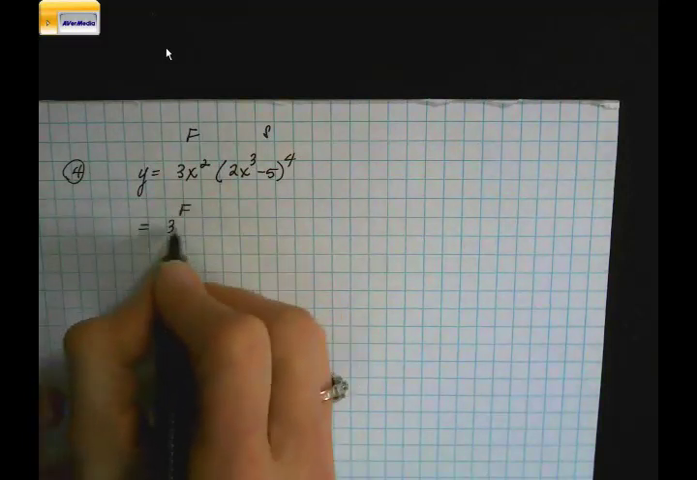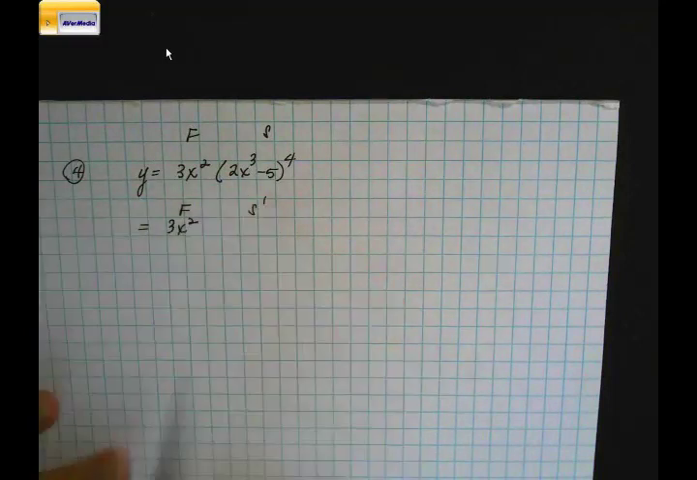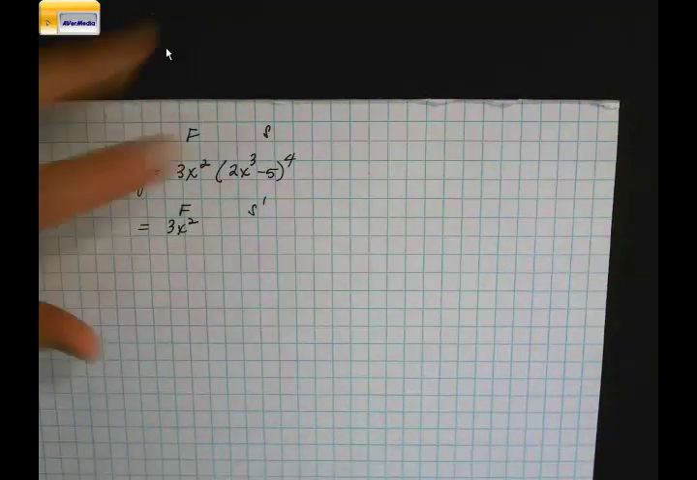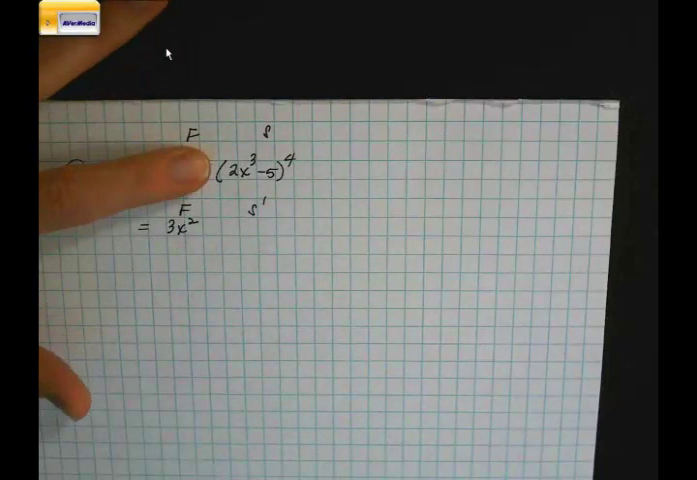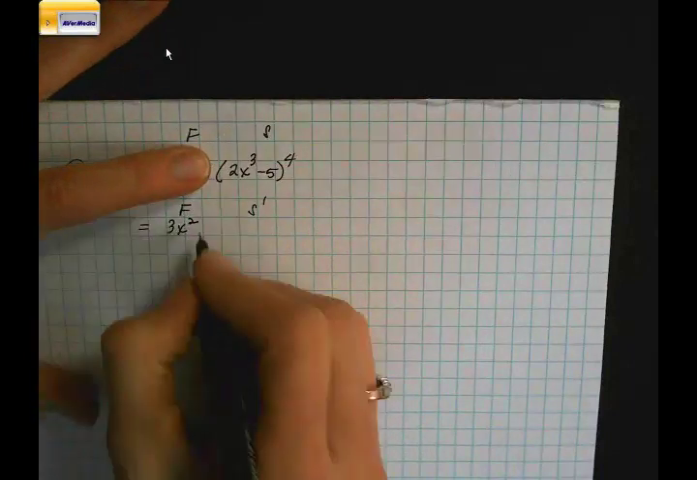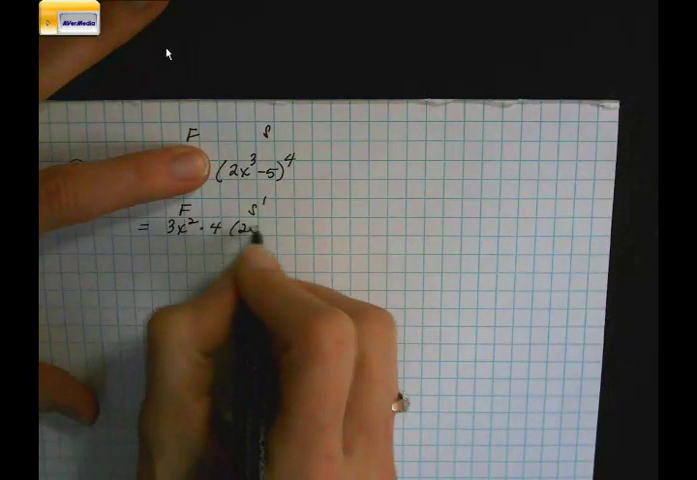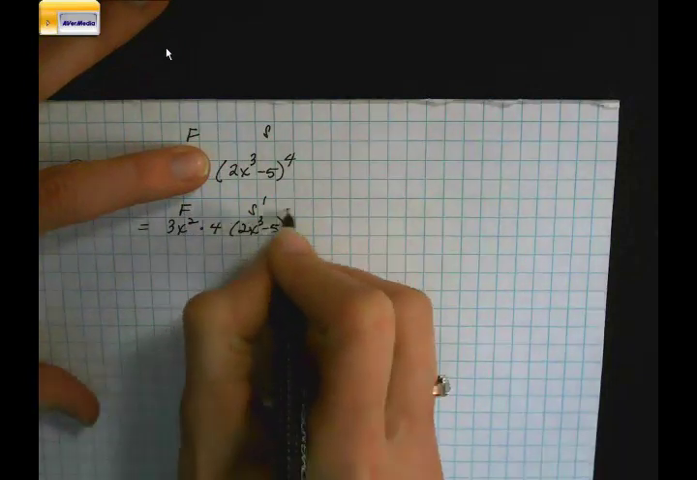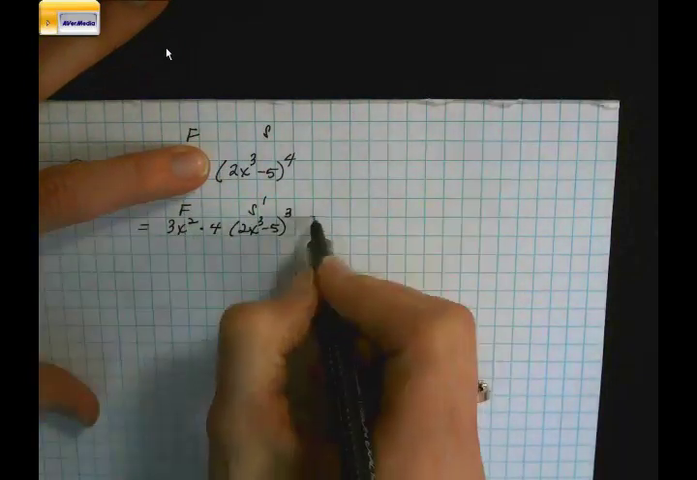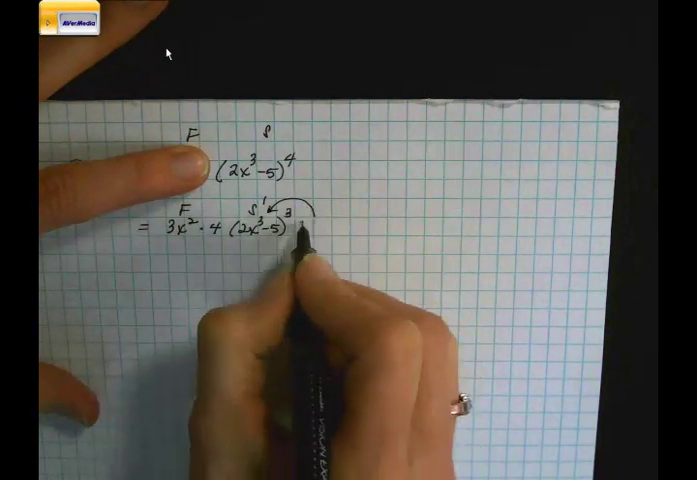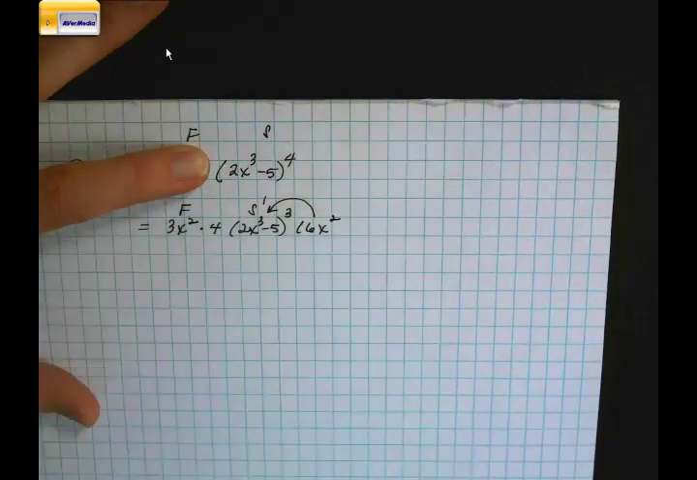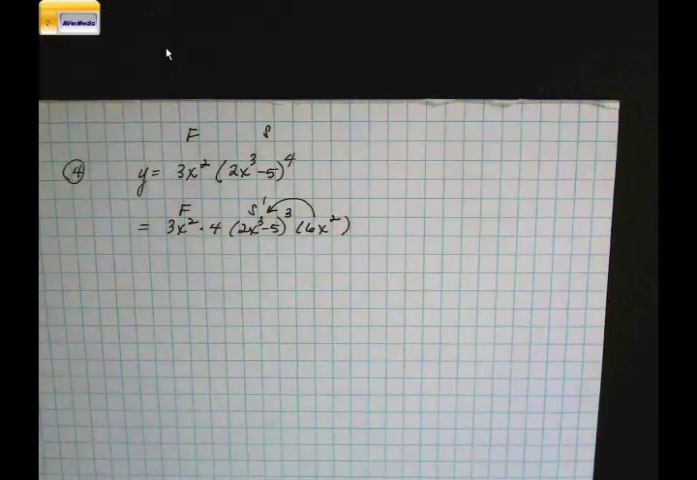So this will be the first, which is 3x squared, times the derivative of the second. But the derivative of the second is the chain rule. So I'm taking the derivative of 2x cubed minus 5 to the 4th power. So that's going to be 4 times 2x cubed minus 5 to the 3, and then the derivative of what's inside here, which is going to be 6x squared plus 0. That's all a big product. That's the first times the derivative of the second. That's one term. Everything is multiplied there. That's one term.